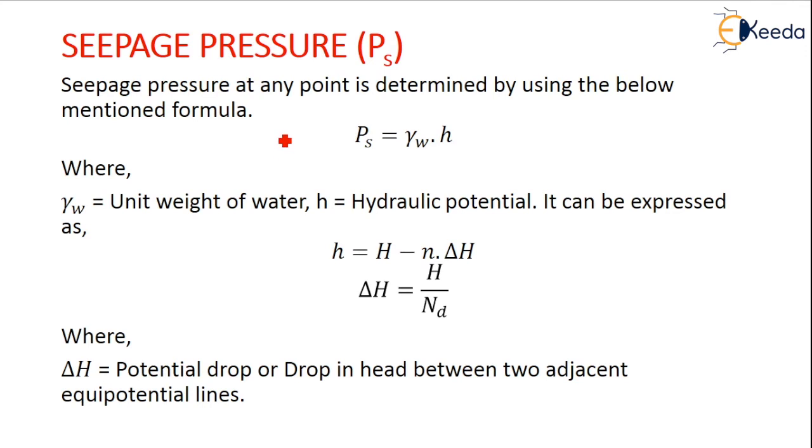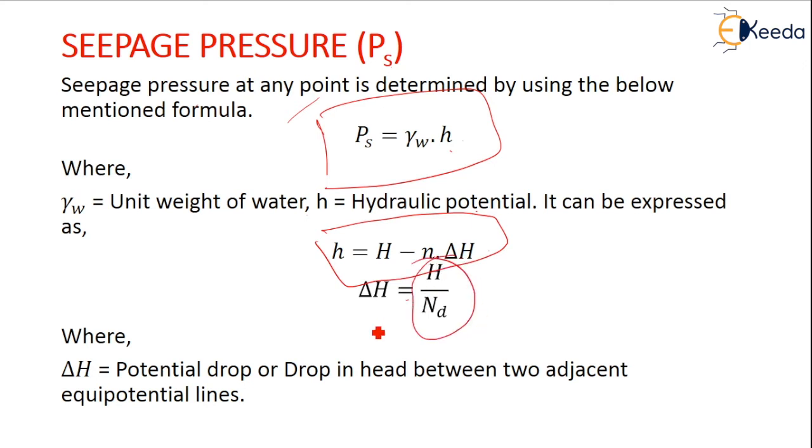Coming to the seepage pressure, that is PS. PS at any point is determined by using the following mathematical formula. PS = γW × h. What is γW? Nothing but the unit weight of water. h is nothing but the hydraulic potential. Again, it can also be expressed as H minus N into ΔH, where again ΔH is written as H by ND. What is ΔH? Potential drop, or the drop in the head between any two adjacent equipotential lines.